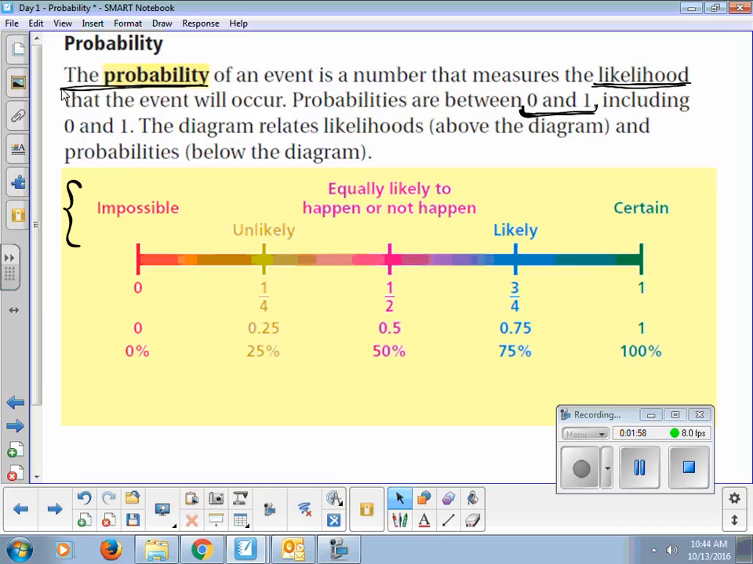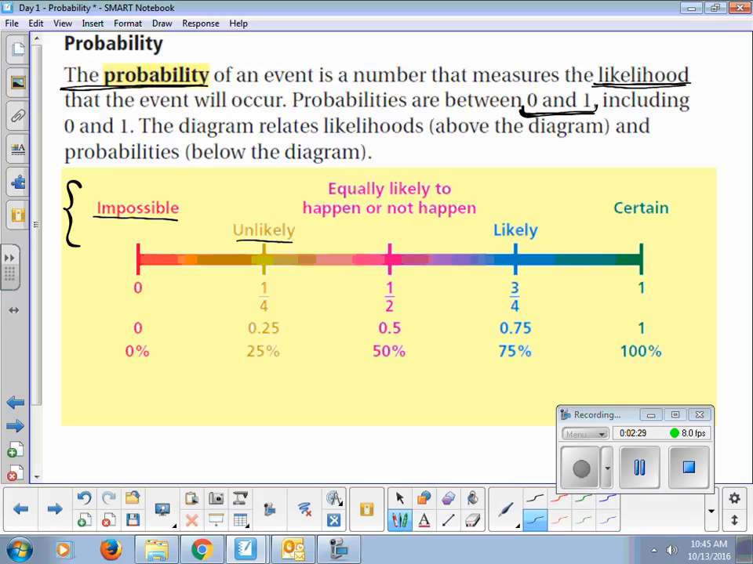So if you want to fill in your chart, the first one, all the way to the left, we have impossible. If you have a 0 or 0% chance, that means that is impossible. It's not going to happen. The next one would be unlikely. If you have a small percent, let's say 1/4, which is 0.25 or 25%, that would be unlikely. It's a low percent that it would happen.